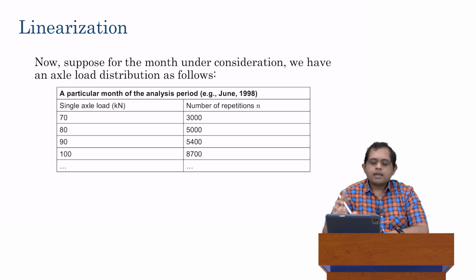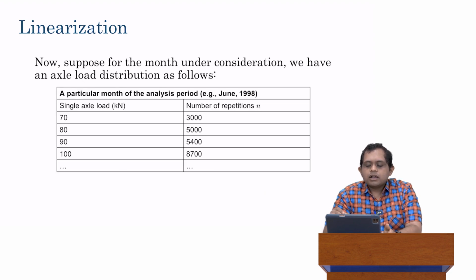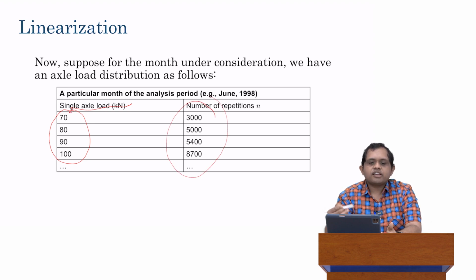The last step then is, now we actually take our actual axle load distribution into consideration. So here, it's just an example, just a notional one. This could be our actual axle load distribution. So maybe for single axles, I have 70 kilonewtons, 80, 90, 100, and these are the number of repetitions I expect in that month. Again, just notional values.